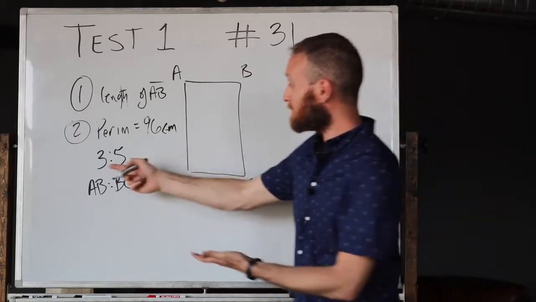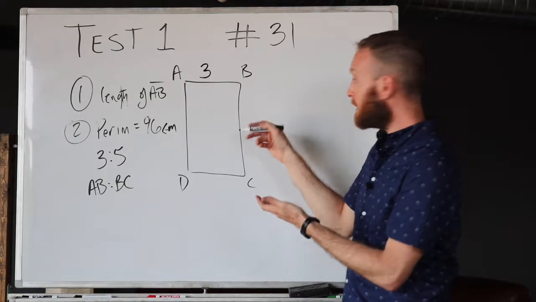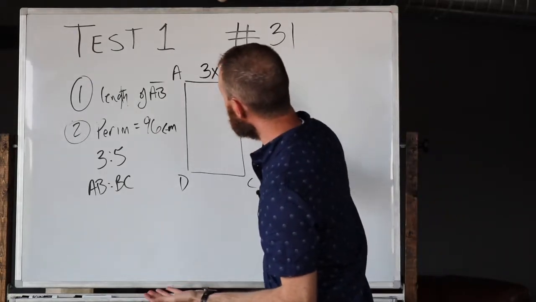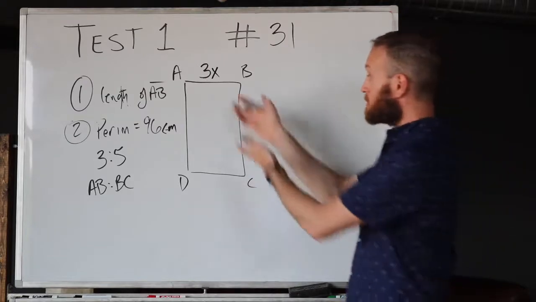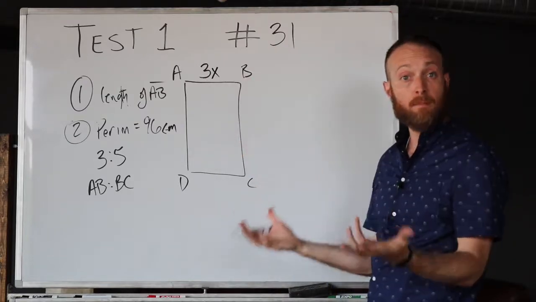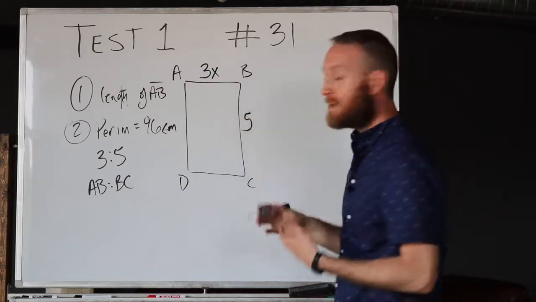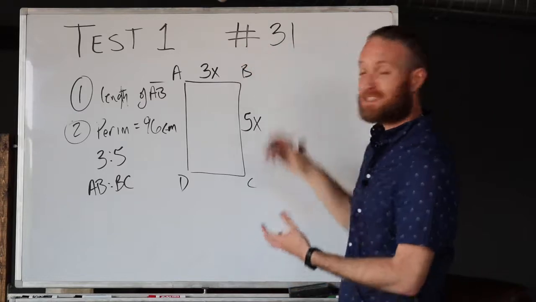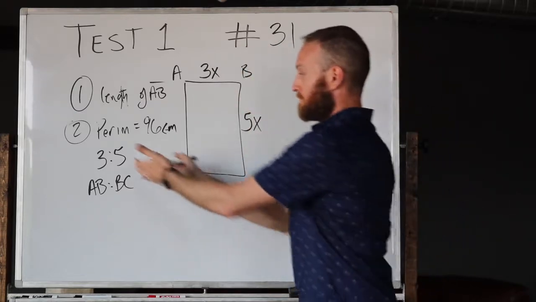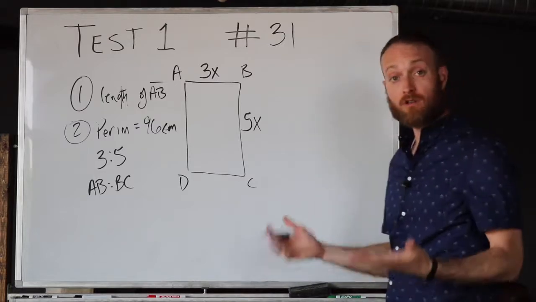And so what we're going to do is take the 3 for AB. And anytime we want to turn it algebraically, we're going to represent that it could be for any size rectangle by showing 3x, 3 times some number, a variable. And then BC would be represented with 5, but we have the same situation here. 5 times x and 3 times x, this is how we would set up this ratio in this rectangle. And from here, we actually start to solve.